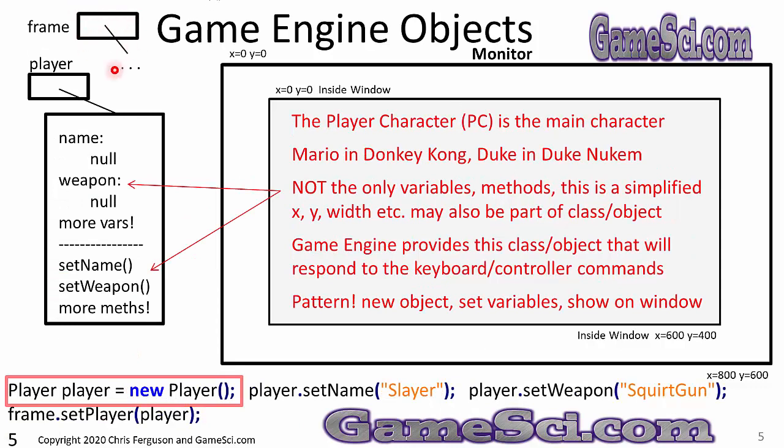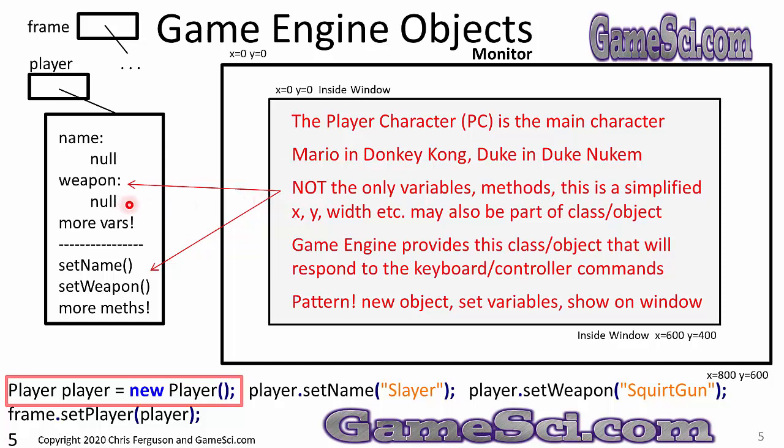So we have our window frame. I didn't draw the whole object because I ran out of room, but this frame puts up this window frame right here. Now what we're going to do is create a player object. Player, lowercase player equals new Player. We're going to create a player object. The player character, or PC, is the main character of the game. It's the Mario in Donkey Kong, or the Duke in Duke Nukem. All game engines have a way for you to specify who the main character of the game is. That's called the player character.